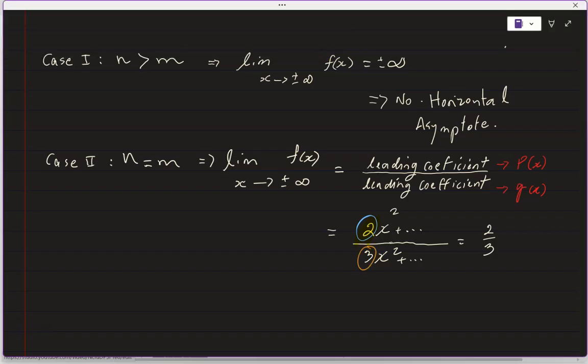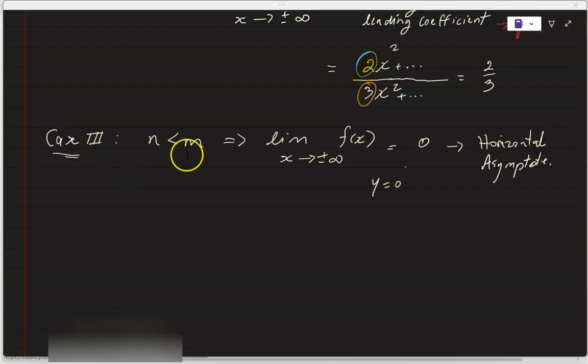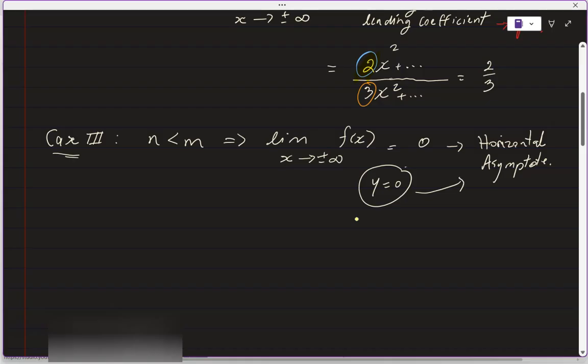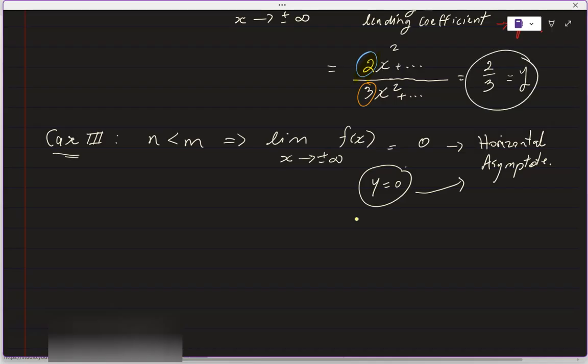Let's look at case 3. Case 3 is when the degree of the numerator is less than the degree of the denominator. In this case, when you take the limit of the function as x approaches plus or minus infinity, it leads to 0, and y equals 0 becomes the horizontal asymptote. And by the way, I forgot to mention this: y equals 2/3 becomes the horizontal asymptote in this second case.